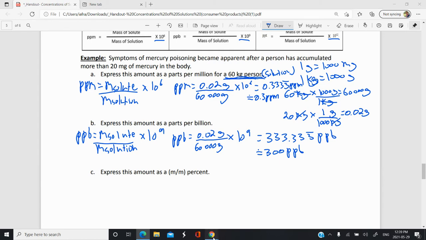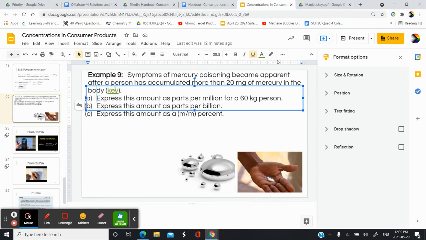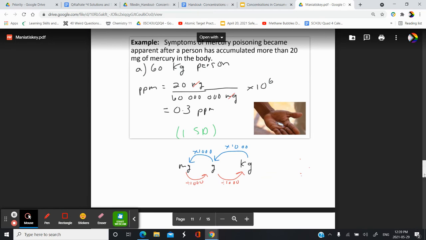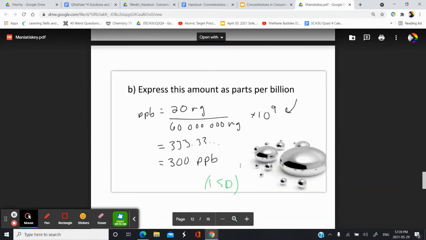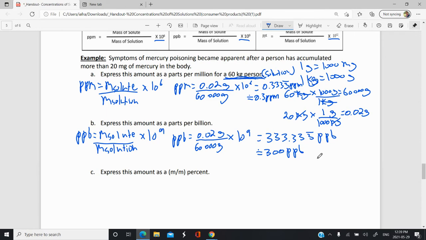And once again, you can go and check your answers. So for part B, 300 ppb to 1 significant figure. We're on the right track.